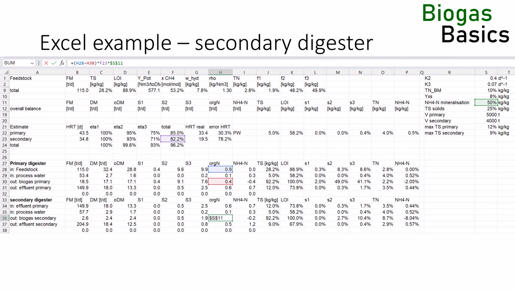Here is the nitrogen balance of the secondary digester. We apply the conversion factor of the secondary digester and the nitrogen mineralization degree to the residual organic nitrogen load coming from the primary digester. The rest of the secondary digester is balanced like the primary. We can now have a look at the whole balance.